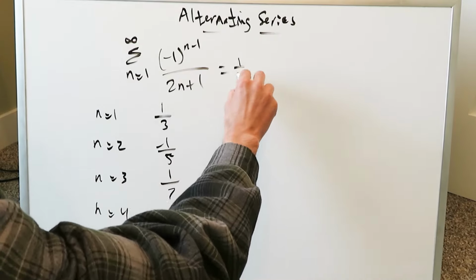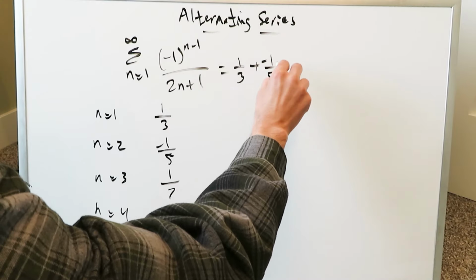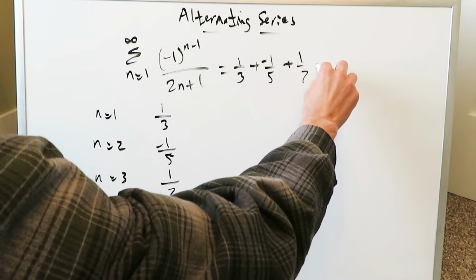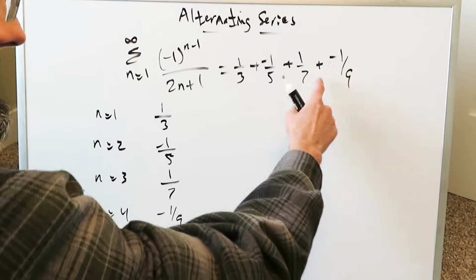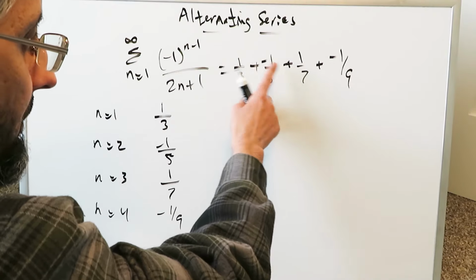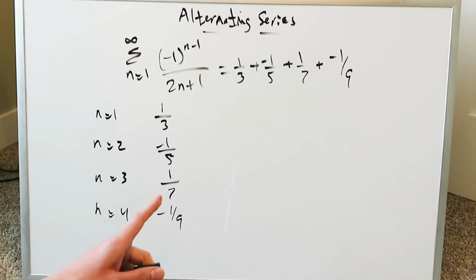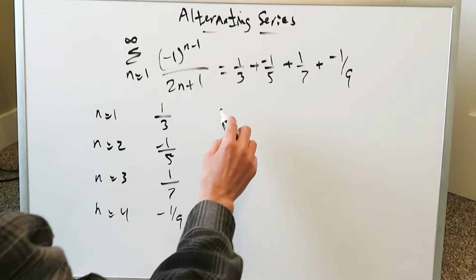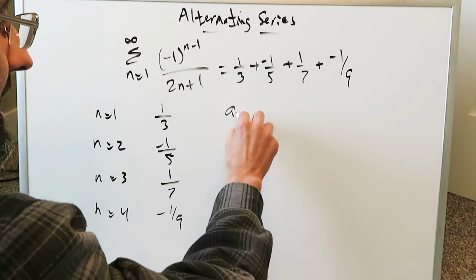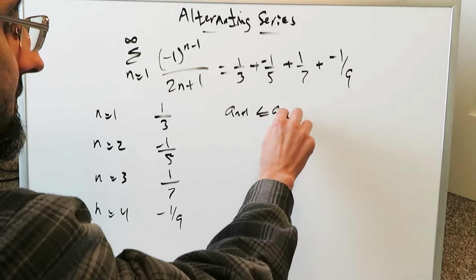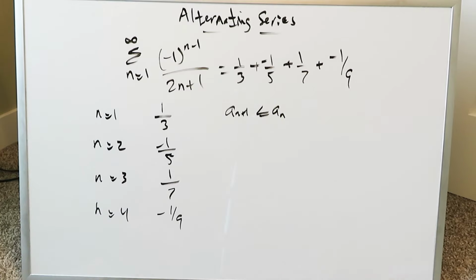Your series would be 1 over 3, minus 1 over 5, 1 over 7, minus 1 over 9. These pluses and minuses are redundant. You can just put a minus over there, it doesn't matter, but it is still an alternating series. The first test is what? a(n+1) should be less than or equal to a(n). Each succeeding term should be generally smaller than the preceding term. And would that be the case?